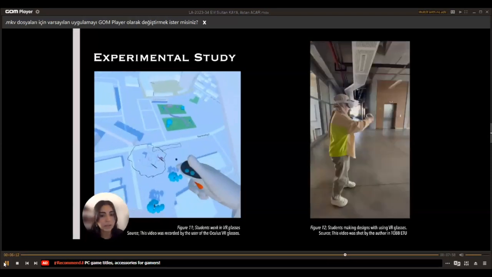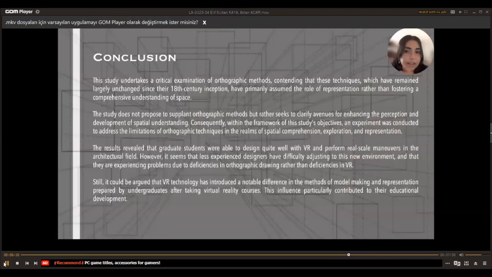This study undertakes a critical examination of orthographic methods, contending that these techniques, which have remained largely unchanged since their 18th century inception, have primarily assumed the role of representation rather than fostering a comprehensive understanding of space. The study does not aim to supplant orthographic methods, but rather seeks to clarify avenues for enhancing the perception and development of spatial understanding. Consequently, within the framework of the study's objectives, an experiment was conducted to address the limitations of orthographic techniques in the realms of spatial comprehension, exploration, and representation.